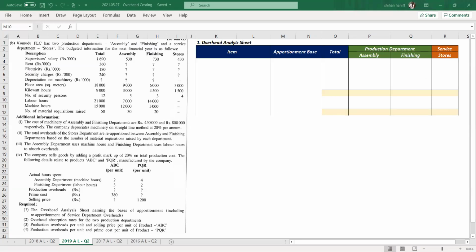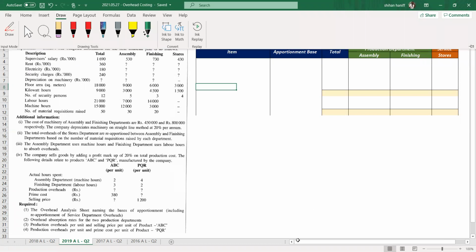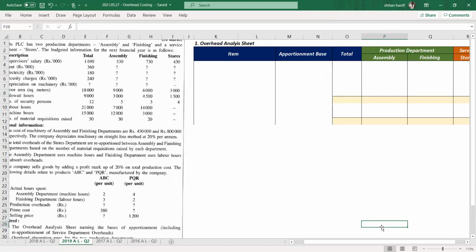Let's start with the 2019 paper. So this is 2019 question number 2, part B. Let me go through the question.